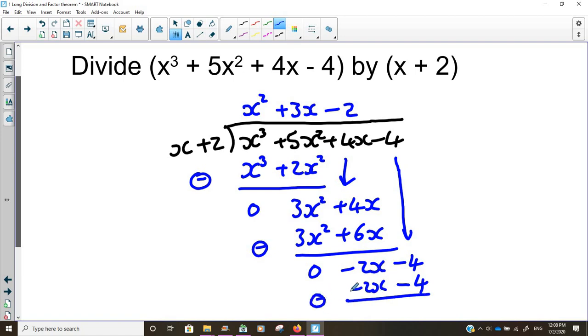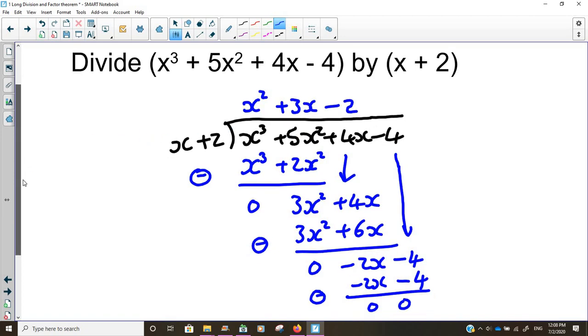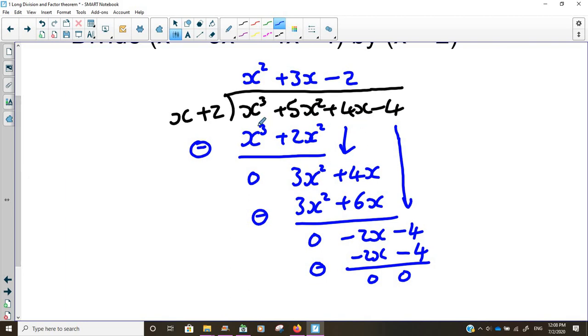Minus 2x minus minus 2x, that makes a plus 2x, so you get 0. And minus 4 minus minus 4 is 0 as well. So we have no remainder. And that's important, because what that means is that x plus 2 is a factor of our cubic.